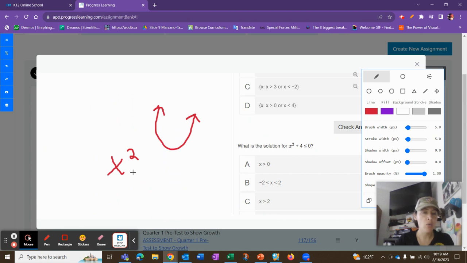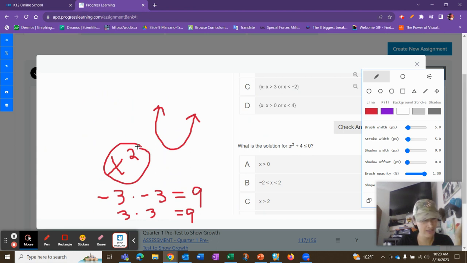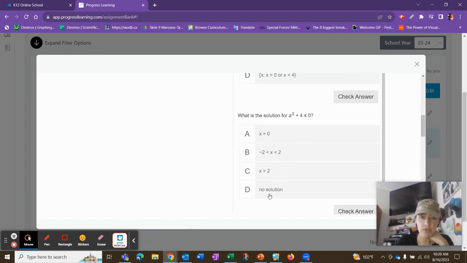It opens upward. Well, I know if I square it, if I have a -3 times a -3, that's going to be a +9. And if I have a regular 3 times a regular 3, it's going to be a +9. So x squared will always be positive. If it's always positive, when we add, it could be 0 or positive. So yeah, it does hit right there on the axes. 0 plus 4, well, that's not less than or equal to 0. It's still not true. This will never be negative, so no solution.